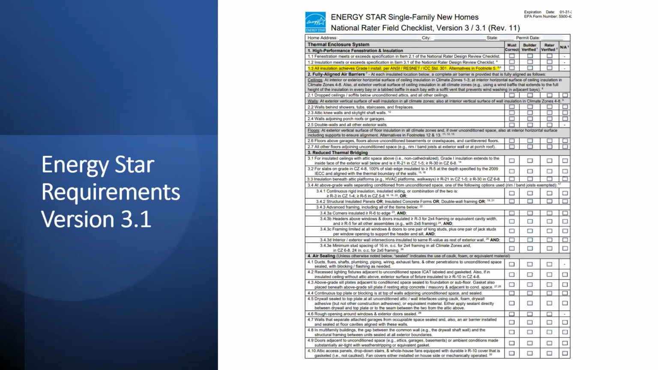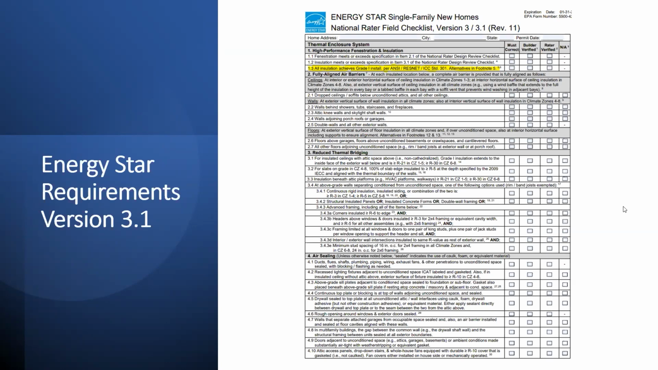Minimum stud spacing of 16 inches on center for 2x4, and then framing correctly around windows, having insulated headers, not over-framing around windows, having one pair of jacks, one pair of kings, not overdoing it and having more and more pieces of wood there for thermal bridging to happen.